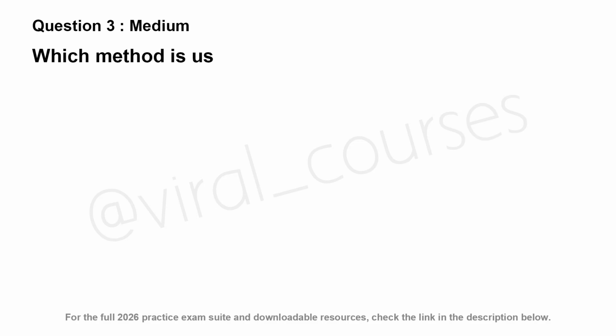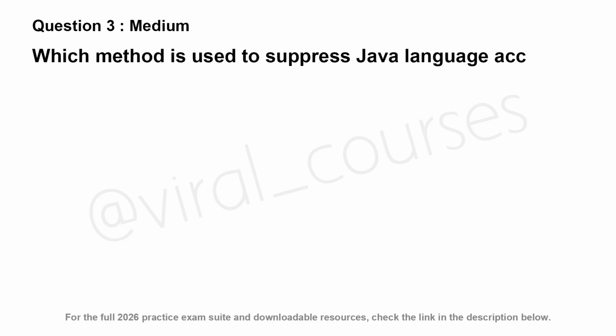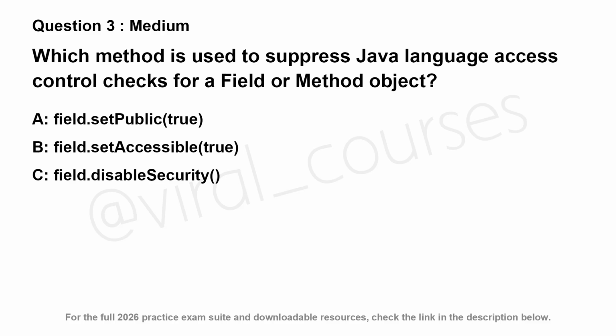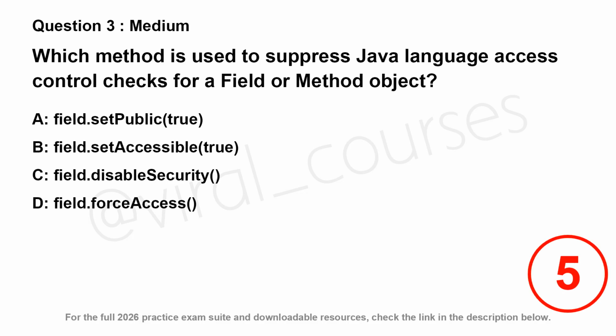Which method is used to suppress Java language access control checks for a Field or Method object? Option A, field.setPublic(true). Option B, field.setAccessible(true). Option C, field.disableSecurity(). Option D, field.forceAccess().